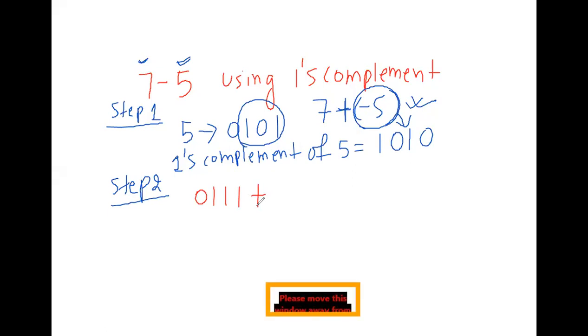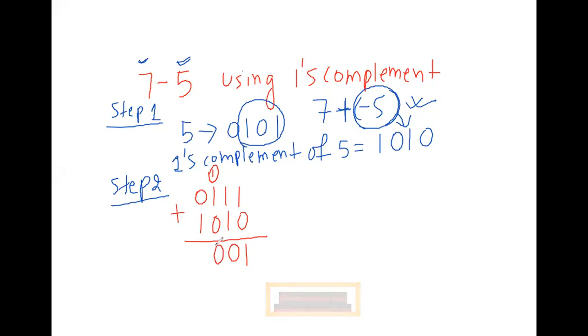You have to do addition like this. 0, 1, 1, 1 is the first number. The second number is 1, 0, 1, 0. Okay, so do the addition. 1 plus 0 is equal to 1. 1 plus 1 is equal to 0 with carry 1. 1 plus 1 is equal to 0 with carry 1. 1 plus 1 is equal to 0 with carry 1.